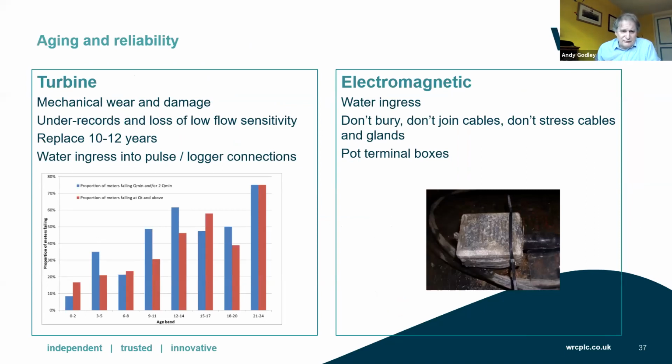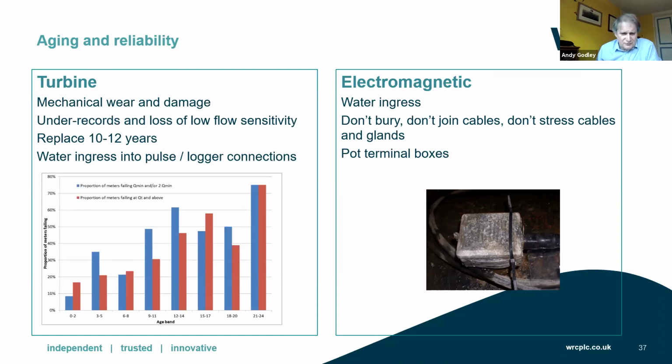Short bit on aging and reliability. So, again, when you're making your choice, you want to have a reliable meter. We've done a lot of work on testing turbine meters in particular. And as we've said, they do wear over time, and that will lead to under recording. It would also lead to a loss of low flow sensitivity. And I think the rule of thumb that we came up with was that mechanical turbine meters should be replaced about every 10 to 12 years.